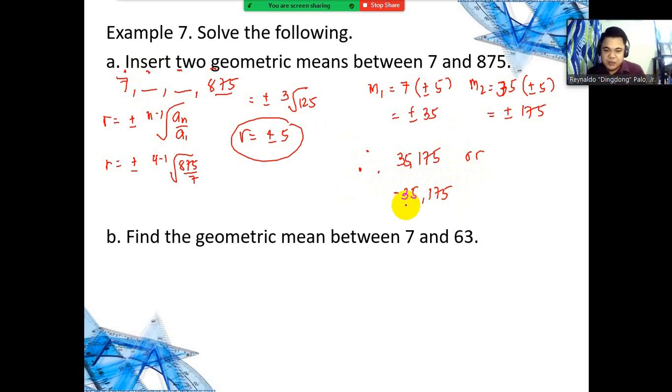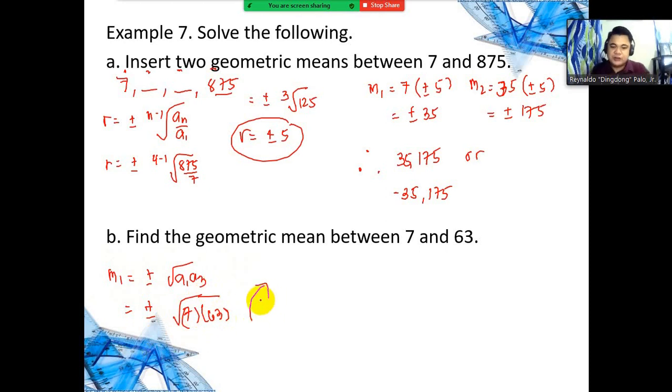Now let's have letter B. Find the geometric mean between 7 and 63. So this one is very easy. We can use the simple formula to solve for m sub 1, which is also the a sub 2. Positive, negative square root of a sub 1 times a sub 3, or the last term. Substitute the values. Positive, negative, your a sub 1 is 7 times your a sub 3, 63. We can simply use this formula because we are only looking for one mean. All you need to do is simplify that for you to be able to get the right answer.